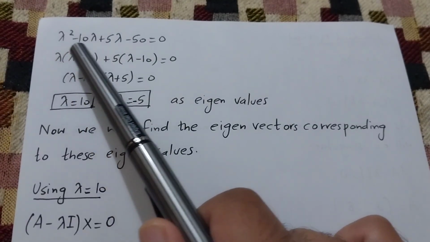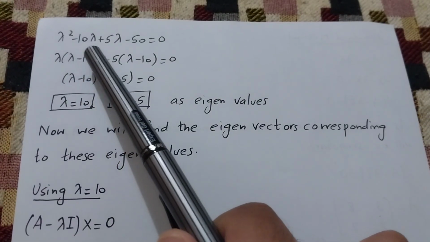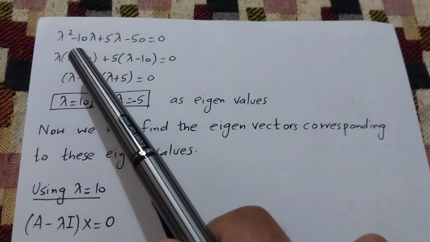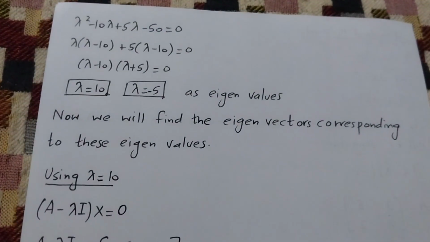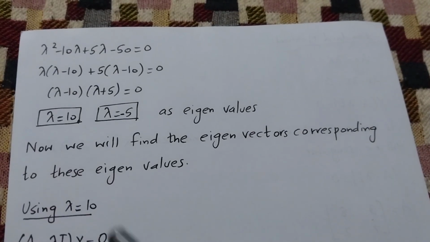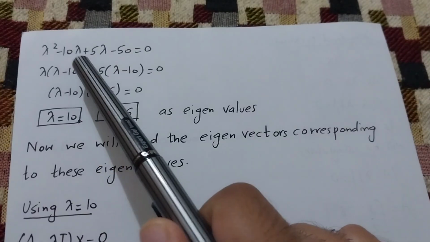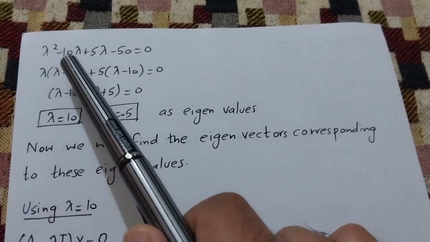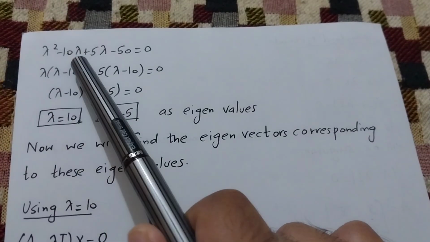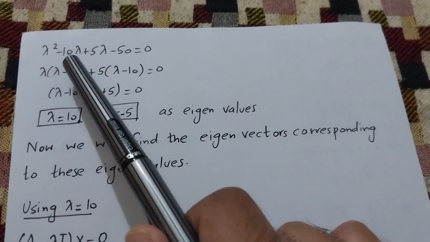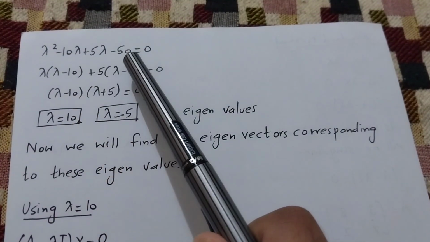if we use factorization to solve this particular characteristic equation, we can write it as lambda square minus 10 lambda plus 5 lambda minus 50, because we had to get minus 5 after solving those two terms, and we had to get minus 50 lambda square as a product. So we can write lambda square minus 10 lambda plus 5 lambda minus 50 is equal to 0 after breaking the middle term.